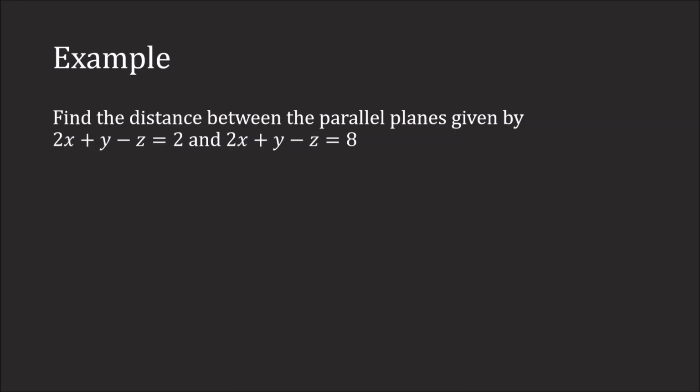So let's find the distance between the parallel planes given by 2x plus y minus z equals 2, and 2x plus y minus z is equal to 8. Well, let's rewrite these. So we're going to say plane 1 will be 2x plus y minus z minus 2 is equal to 0. Plane 2 will be 2x plus y minus z minus 8 is equal to 0.